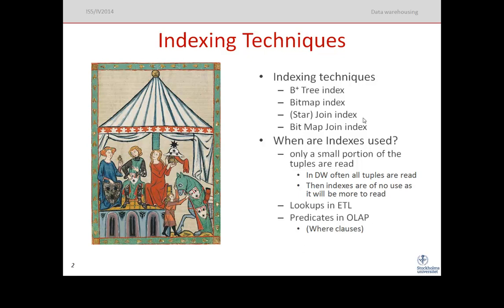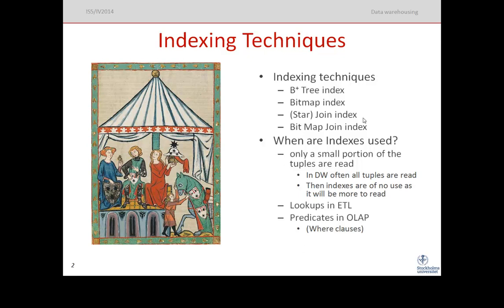In data warehouses, often all tuples are read, and then indexes are of no use, as it will be more to read. The ETL process deals with extracting data from the sources, source databases and flat files and so forth, transforming that data and then loading it into the data warehouse. But when we load it into the data warehouse, it's very possible that we need to check that the data that are coming in, we don't already have in the data warehouse. For instance, if we have a record of a certain sale, then we must check that we don't already have recorded that sale. Otherwise, we would store the sale twice, and that would lead to heterogeneous data and heterogeneous analysis.